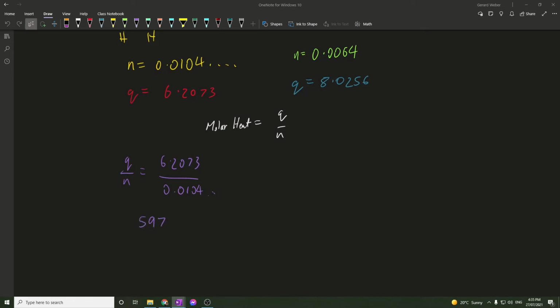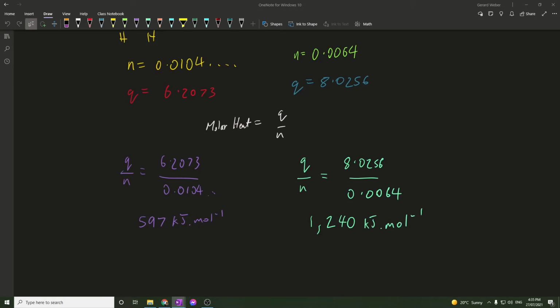I'll use my calculator to give me a final number of 597 kilojoules per mole for ethanol. And for my butanol, I've got 8.0256 divided by 0.0064, which gives me a final number of 1,240 kilojoules per mole.